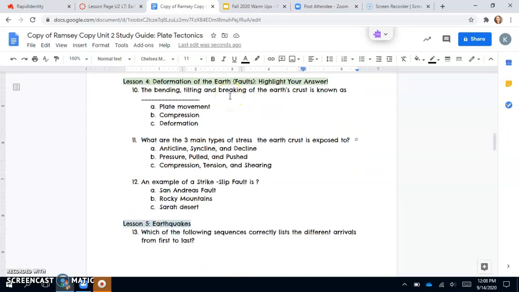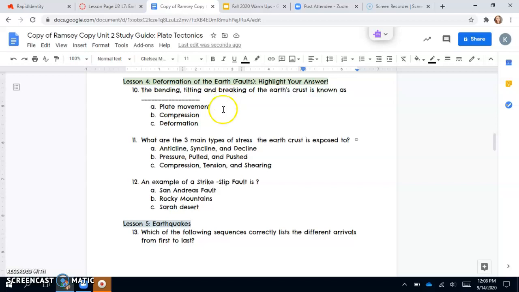So we're going to jump on to lesson 4. We're going to wrap up this video with question 10, and then I'll make a new one for the next 10 questions. So lesson 4 was the deformation of the Earth's crust, which was also faults. So we do need to know the different types of faults. But the bending, tilting, and breaking of the Earth's crust is known as plate movement, compression, or deformation.